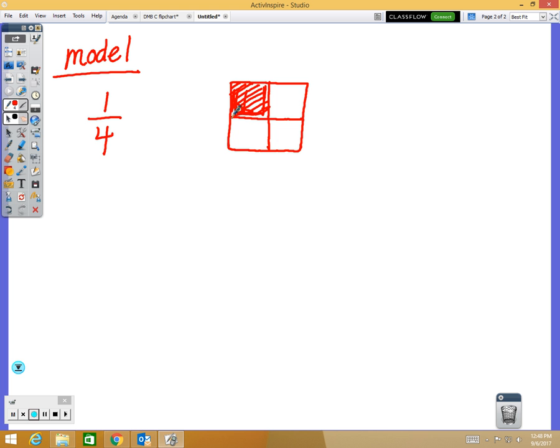So the 4, now in a fraction, I know this is review, but is the bottom number the numerator or denominator? It's the denominator, okay. And what does the denominator represent? This 4, what does it represent? 4 total pieces, right? Total pieces.